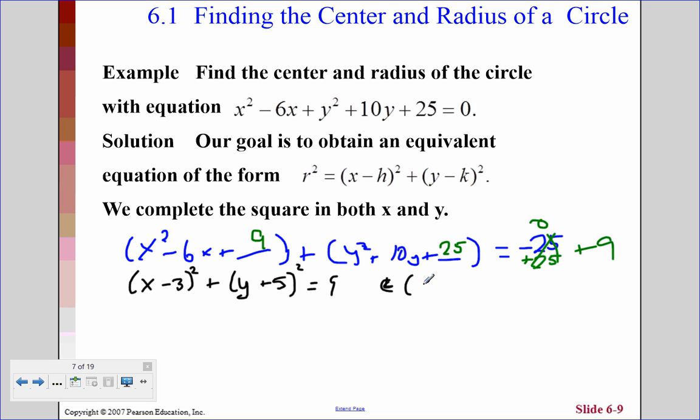So that gives me a center at, the center point is going to be positive 3, right? It's the opposite of whatever the sign is here. And then the y value, since that was plus 5, is going to be negative 5. And the radius is going to equal 3, because this 9 is the radius squared.